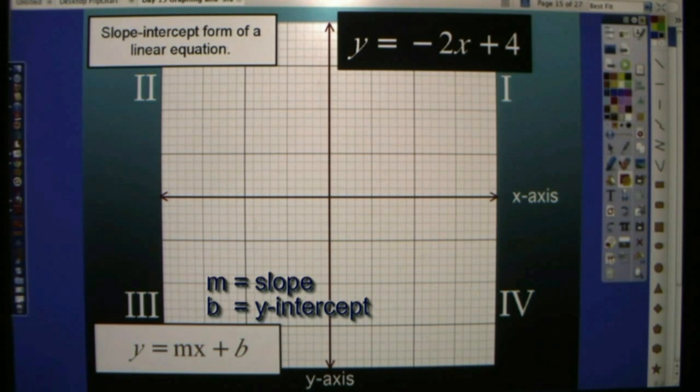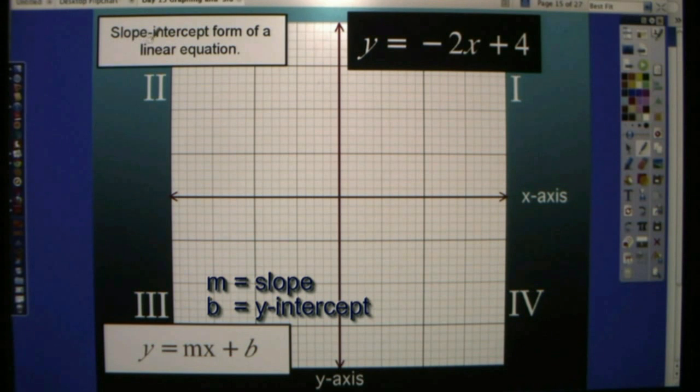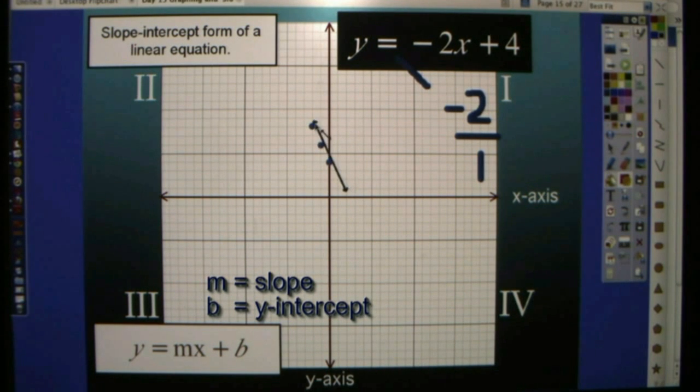On to the next equation, which is also in slope-intercept form. The slope is negative 2, that's a negative slope, and the intercept is positive 4. So we go to 4 on the y-axis, and now we know the slope is negative 2, which is the same as negative 2 over 1. Rise of 2, run of 1. But I went in the other direction this time to make sure the slope was a company losing money. Negative slope.